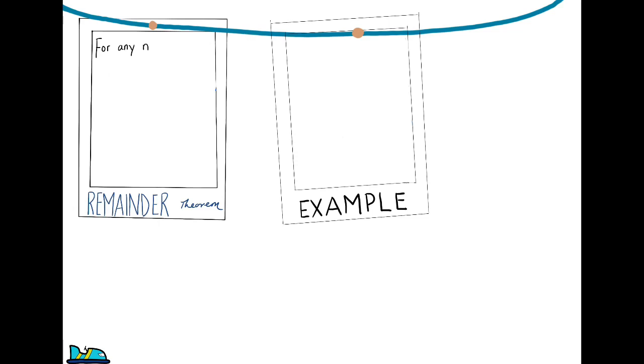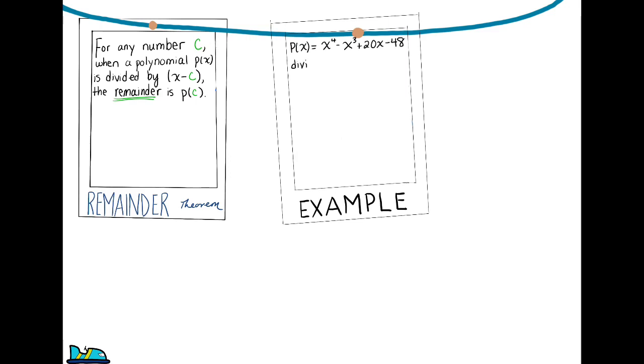So here's another theorem, the last one. The remainder theorem says that for any number c, when a polynomial p of x is divided by x minus c, the remainder, what's left over, is p of c. For example, if I want to look at p of x equals x to the fourth minus x cubed plus 20x minus 48, and I'm dividing that by x minus 5, then the remainder is p of 5. When you plug in 5 to the fourth plus 20 times 5 minus 48, that gives me 552. That will be my remainder.